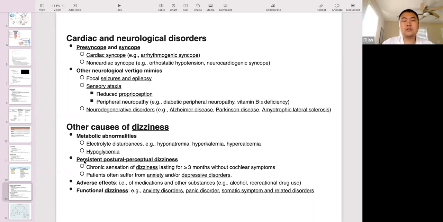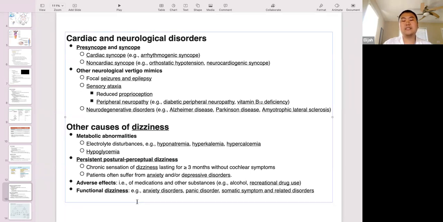And there's also the persistent postural perceptual dizziness. It's a chronic sensation lasting more than 3 months without cochlear symptoms. So the patient only feels dizziness. It is often after one acute vertigo, but after that, the patient would always feel dizziness. It's not a vertigo, but dizziness. So these kinds of patients often suffer anxiety or depressive disorders, these psychological diseases. And some medication and other substances like alcohol, recreational drug use could be the adverse effect of this medication.